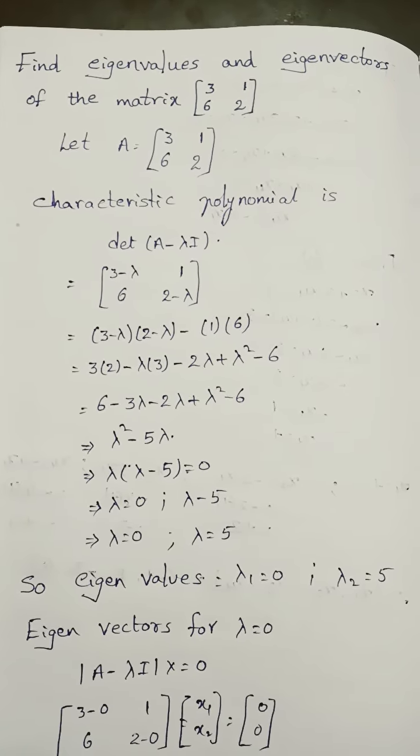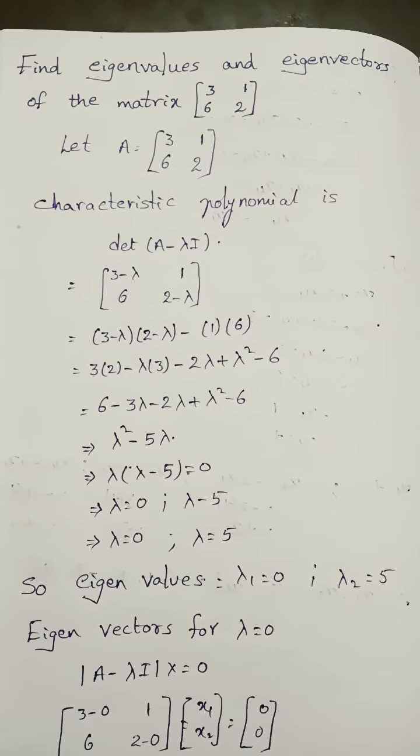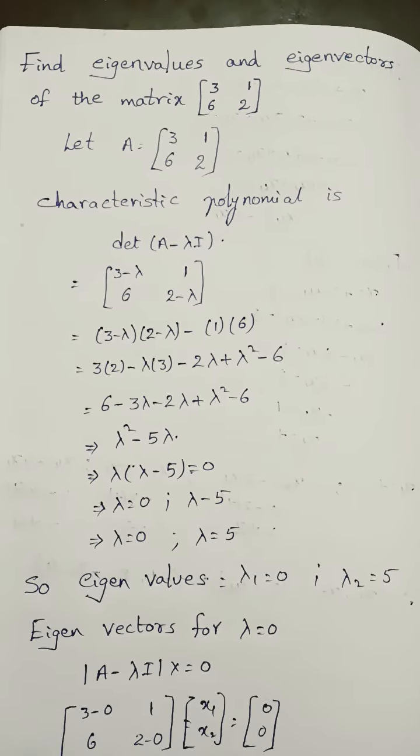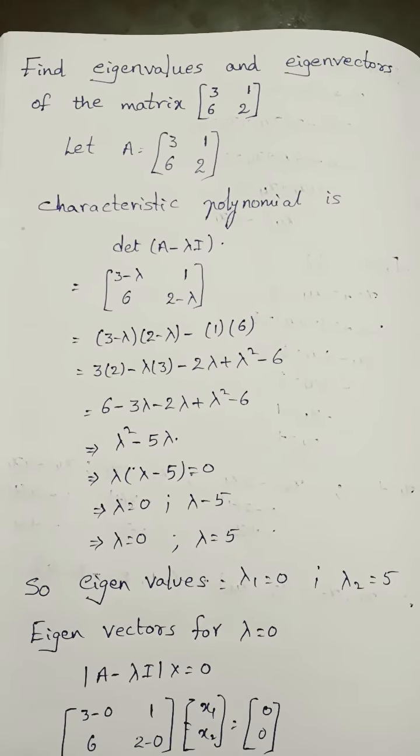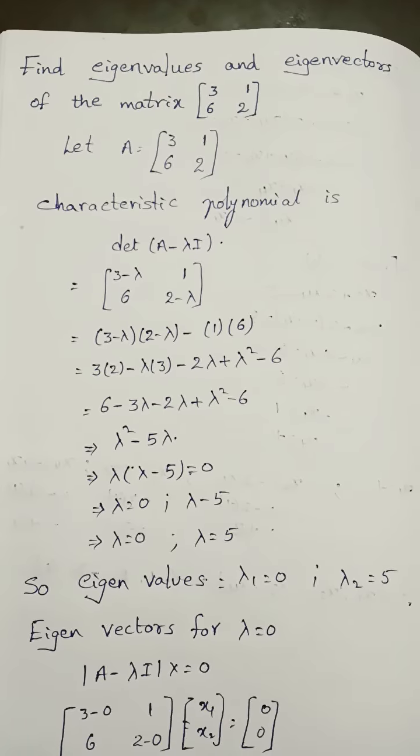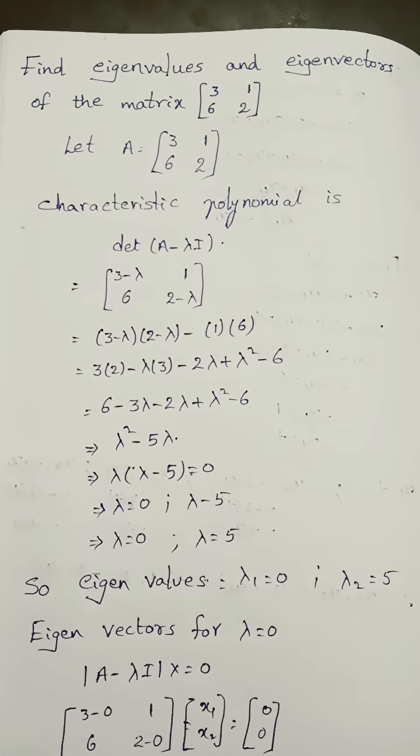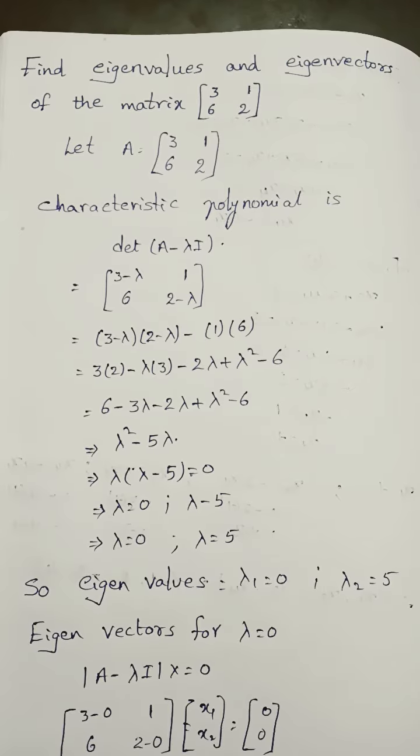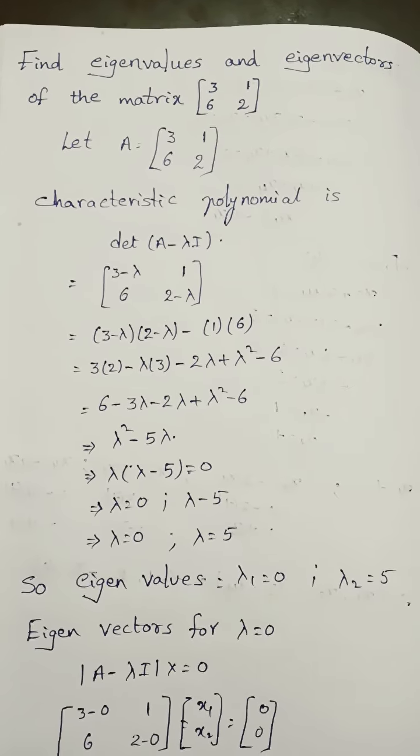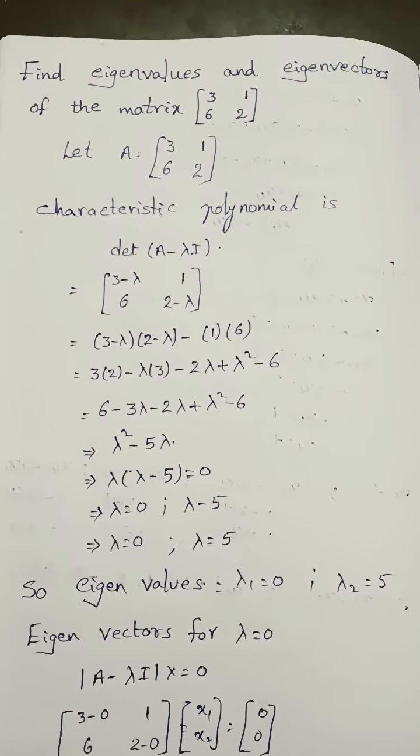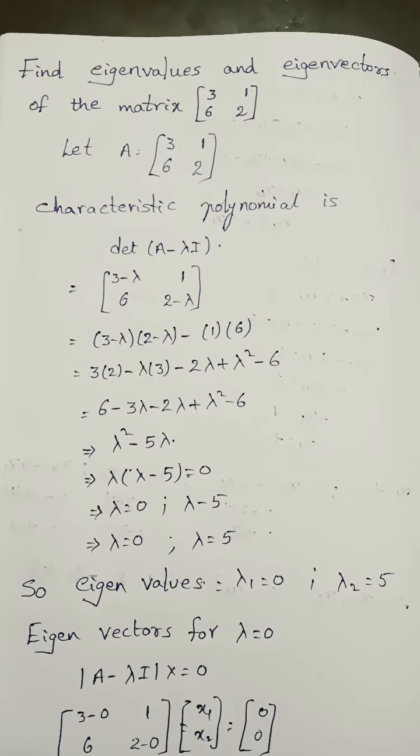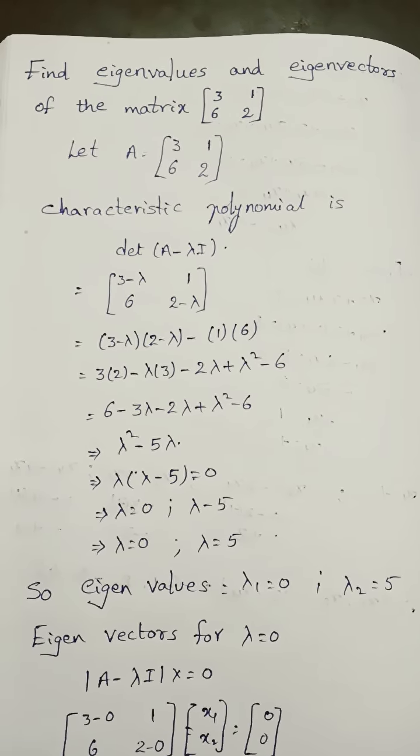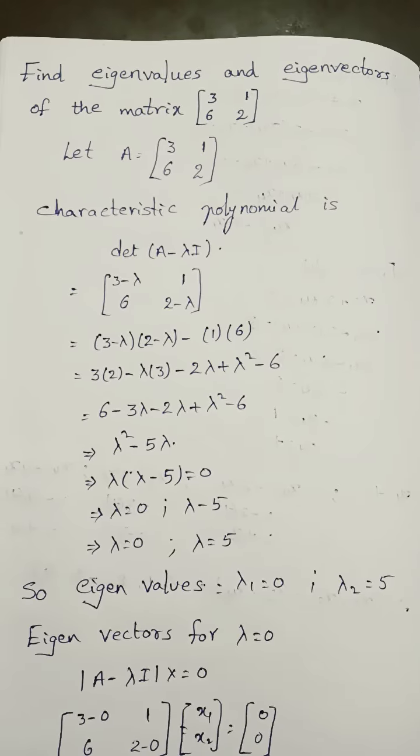So now multiply 3 into 2 minus lambda, 3 into minus lambda, minus 2 into lambda, plus lambda into lambda, lambda square, minus 6, 1s are 6. So 3 2s are 6 minus 3 lambda minus 2 lambda plus lambda square minus 6. Now lambda square, minus 3 lambda minus 2 lambda is minus 5 lambda, plus 6 minus 6 cancels. Now lambda square minus 5 lambda.